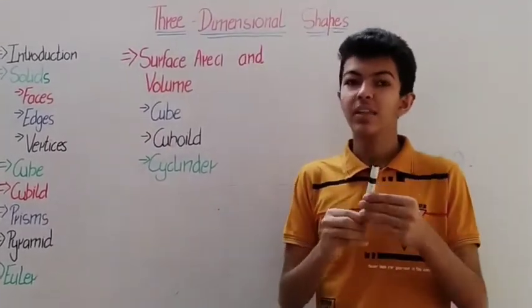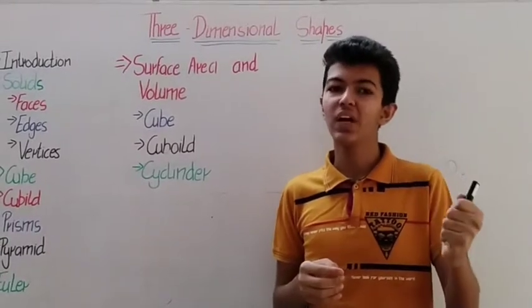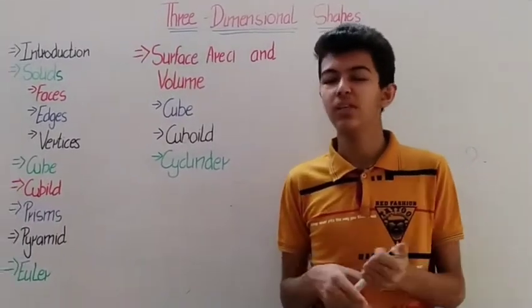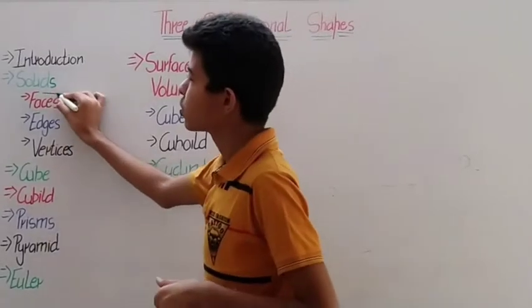Example of this: this pen. This pen is solid. I can hold it, it occupies space and it has mass. So it is referred to as a solid.